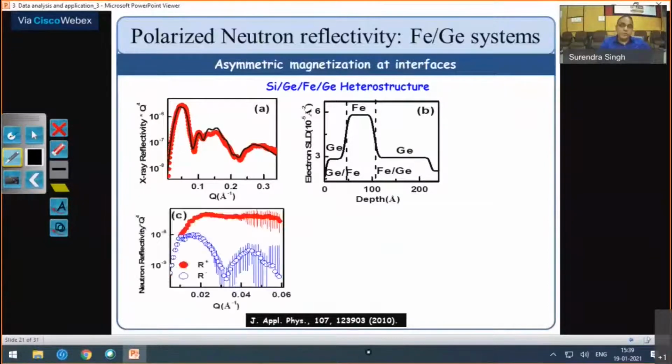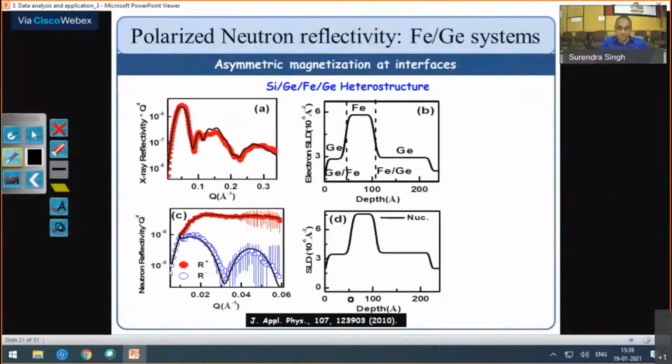But when we did polarized neutron reflectivity, this red one is the spin up reflectivity and this is the spin down reflectivity. Again, I am plotting neutron reflectivity times Q to the power 4. We fit this, and what we got is the nuclear scattering density. As I said, we get two things: nuclear as well as magnetic scattering density. For nuclear scattering density, we got the same thing as from X-ray reflectivity, but the magnetic scattering density is quite different compared to the nuclear one.